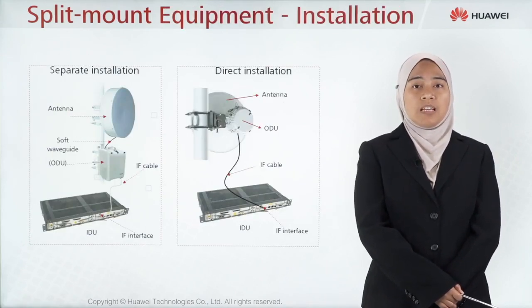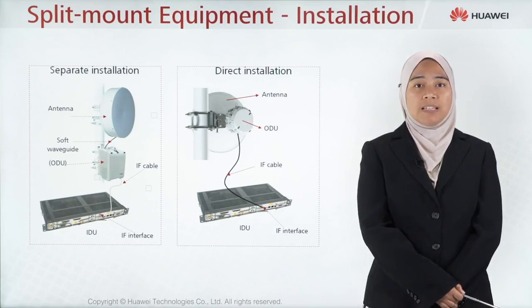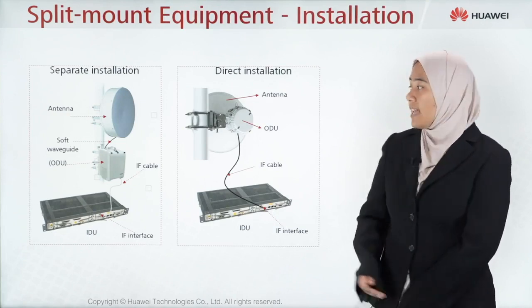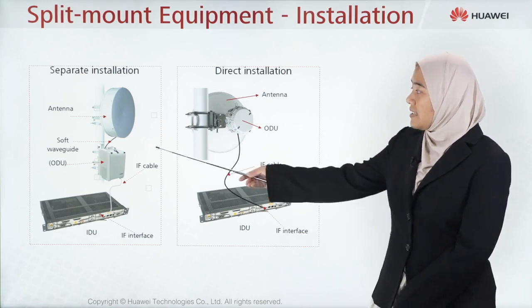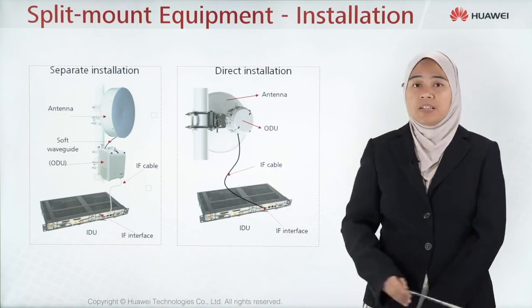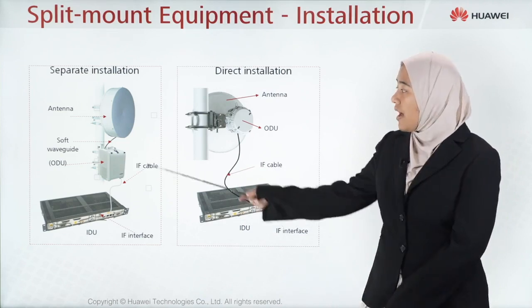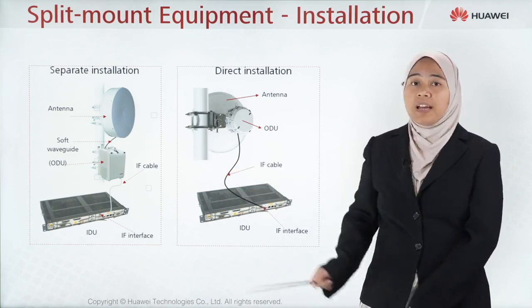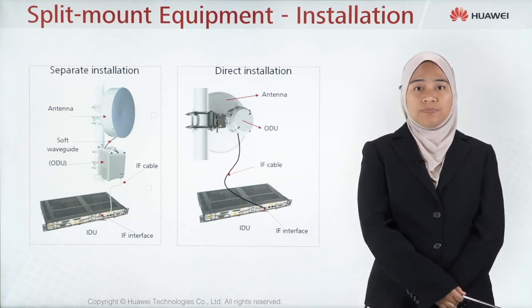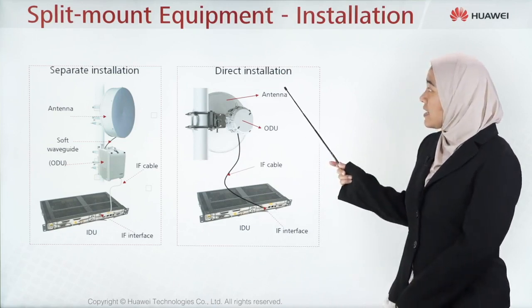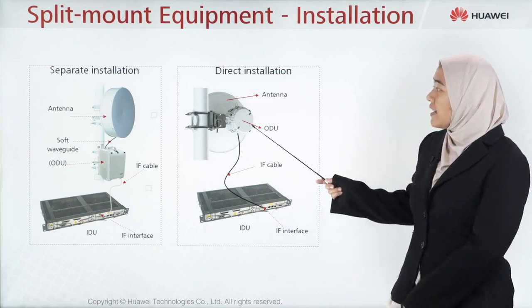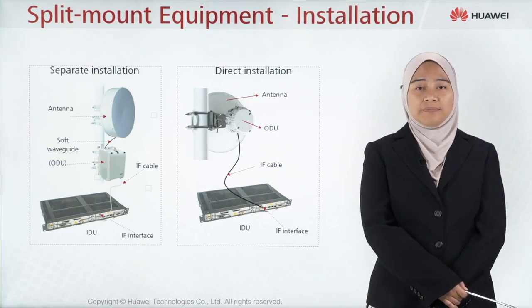Split mount equipment, the installation. The installation can be done by separate installation or direct installation. As you can see in this picture, this is separate installation. Separate installation means that you need a soft waveguide to connect from the antenna to the ODU. When there is a direct installation, the ODU is directly installed on the antenna.